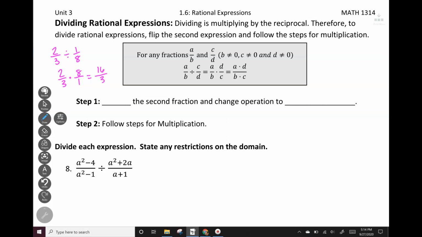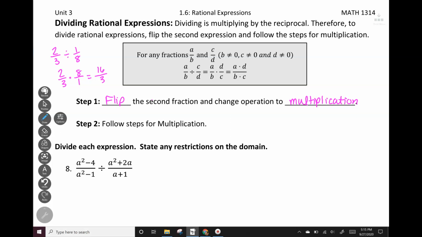So same thing with these rational expressions. You're going to flip the second one and then just multiply. So it's going to be very similar to what we did yesterday, but just going to have to remember to flip that. So step 1, flip the second fraction and change the operation to multiplication. Step 2, follow the steps for multiplication.